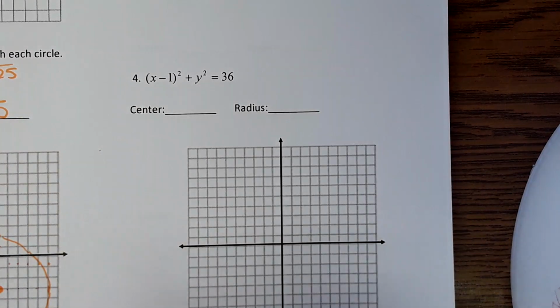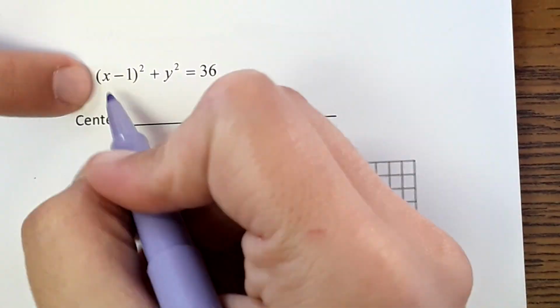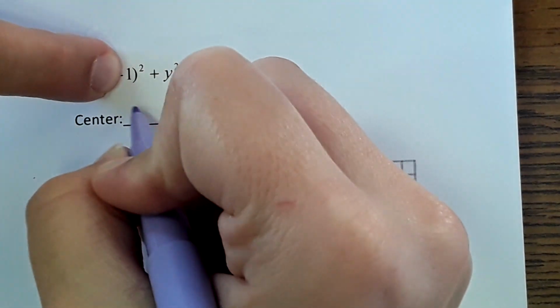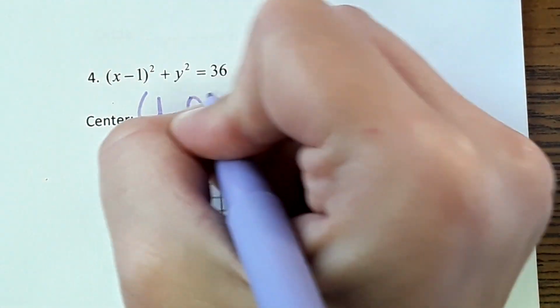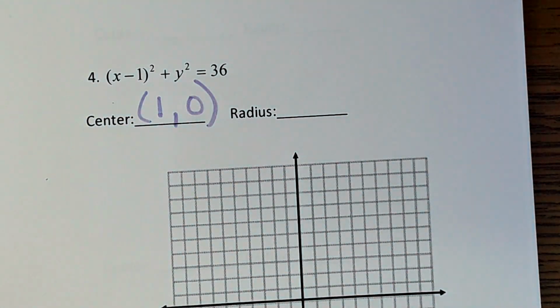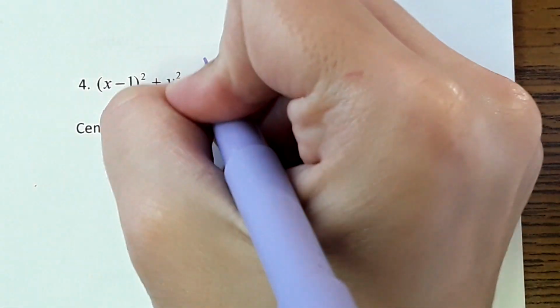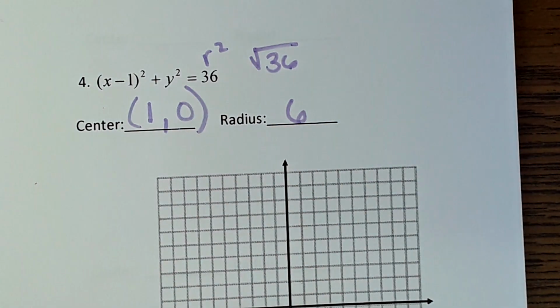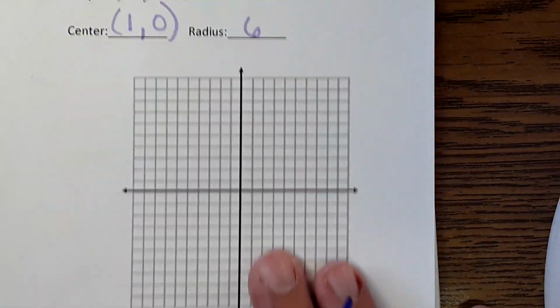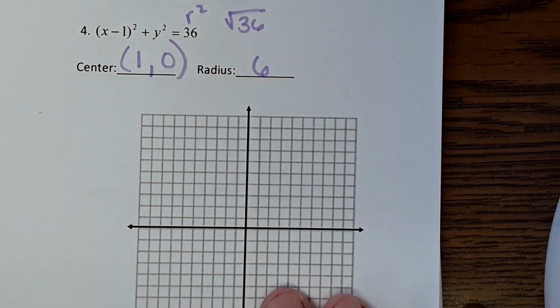Next one, same idea. What is the center? This one is a little bit different. There's x minus 1, so we know our x value for the center is going to be 1. And then y doesn't have anything next to it, so that would be like plus 0. So (1, 0) is our center. Then for radius, this is r squared, so we can take the square root of 36, and the radius is 6. And then we graph.